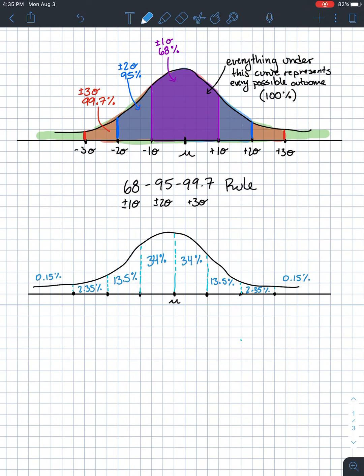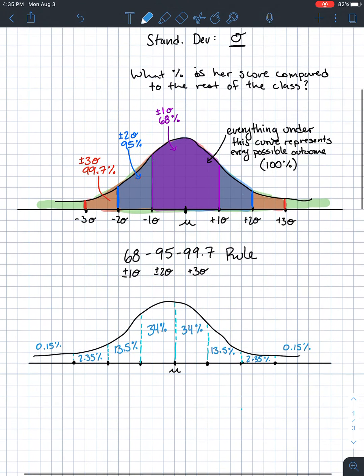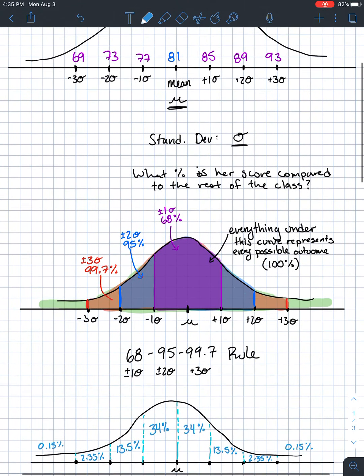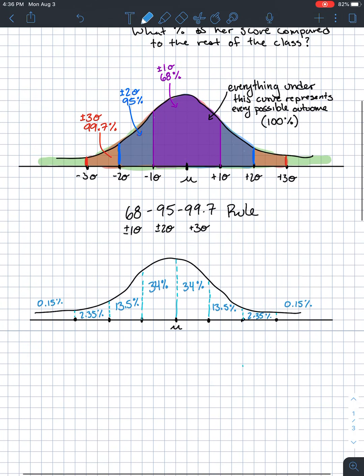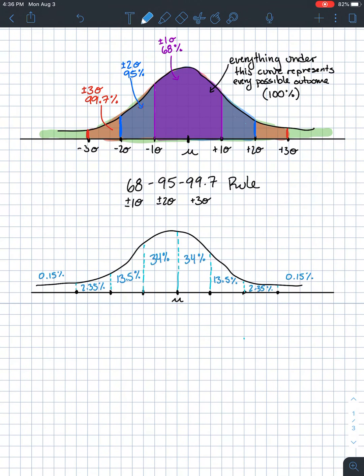So it's really important to have both these graphs in your notes, because they're going to allow us to then take a look at and say, okay, what percentage did she do? How many people are worse or better than her in terms of getting this stuff in relation to how her score looks in the class. So let's take a look here and see where she was. We said she was 2 standard deviations above the mean.